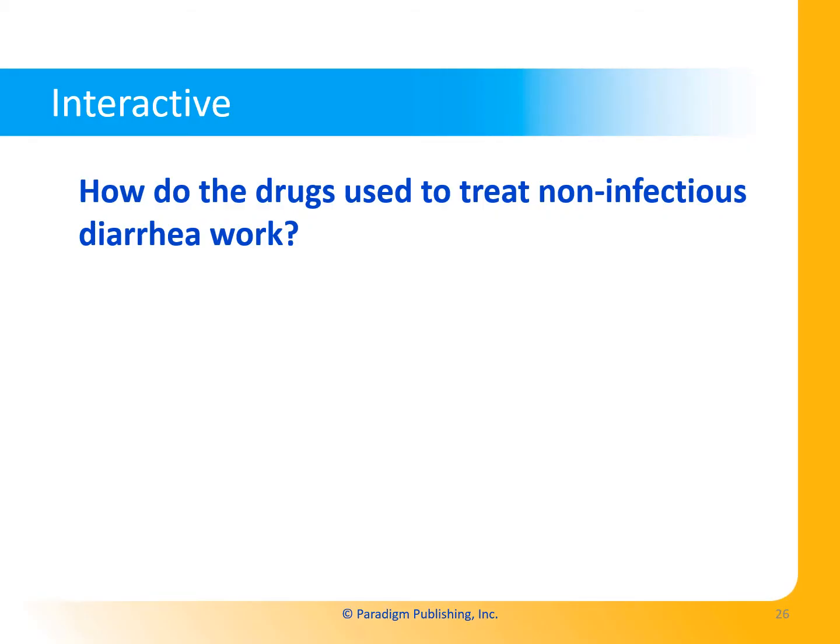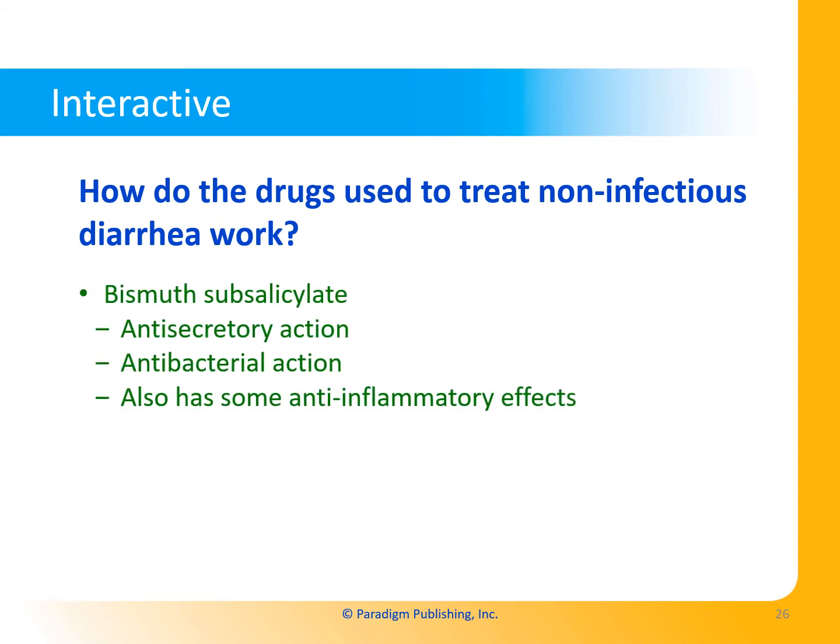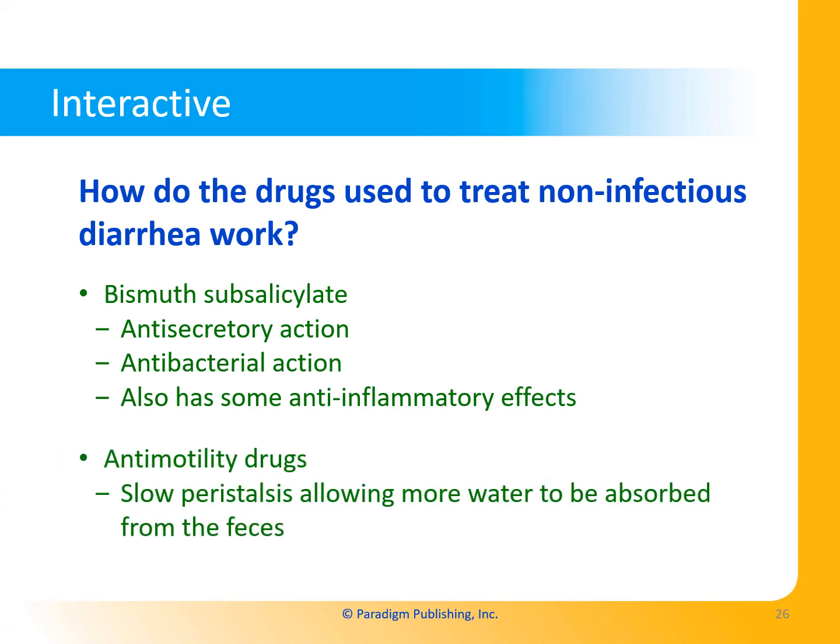All right, to recap, how do the drugs used to treat non-infectious diarrhea work? Bismuth salicylate, or Pepto-Bismol, has anti-secretory action, antibacterial action, and also some anti-inflammatory effects. That's because of the subsalicylate, a derivative of aspirin, which is also an anti-inflammatory. Antimotility drugs slow the peristalsis, allowing more water to be absorbed from the feces.